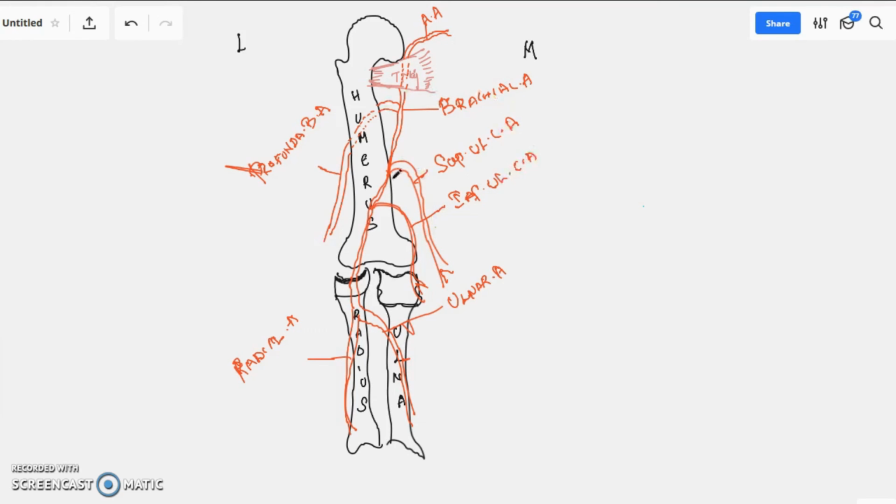So altogether, the important branches are the profunda brachii artery, the superior ulnar collateral, and the inferior ulnar collateral, and the two terminal branches are the radial artery laterally and the ulnar artery medially. Other than that, the arm is surrounded by four muscles, three anteriorly and one posteriorly. All these muscles are supplied by muscular branches given by the brachial artery, and the bone itself is supplied by a nutrient artery given by the brachial artery. These are the branches of the brachial artery which you have to remember. This is a simple diagrammatic view for remembering the brachial artery in a better way.